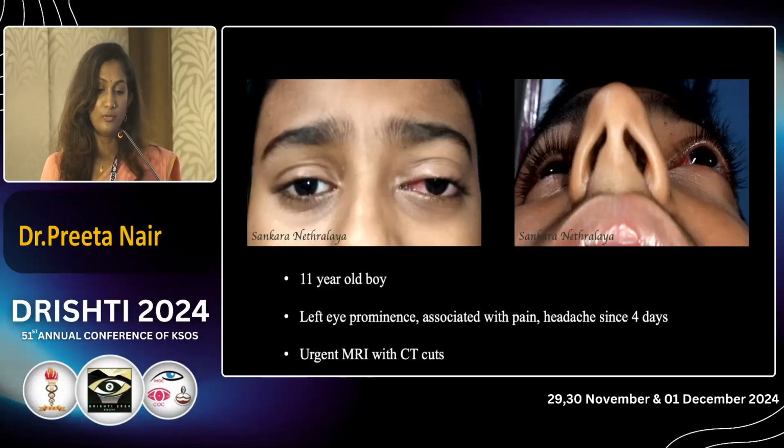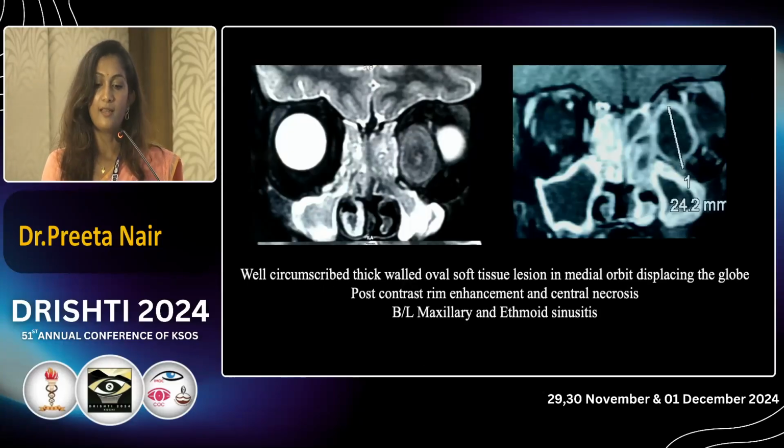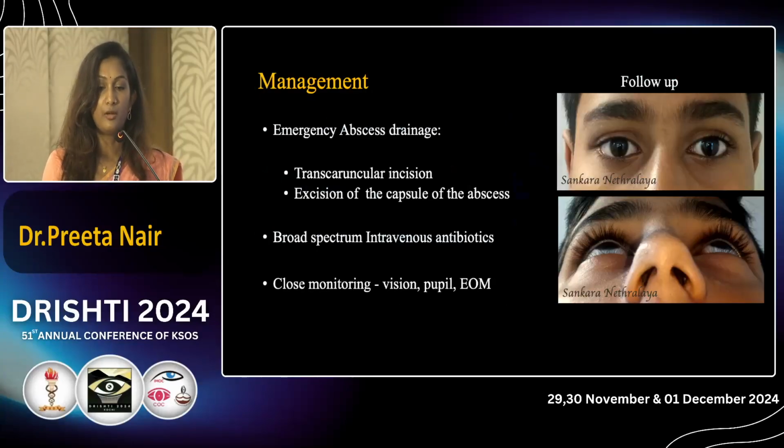So this is an 11-year-old boy who presented with left eye prominence, associated with pain and headache since 4 days. An urgent MRI with CT cuts was advised, and the MRI picture showed a well circumscribed oval soft tissue lesion in the medial orbit displacing the globe, with post contrast rim enhancement and central necrosis. This was suggestive of an abscess. The patient was taken up for an emergency abscess drainage through a transcaruncular incision, and the capsule was also excised. Simultaneously, the patient was also started on broad spectrum IV antibiotics.